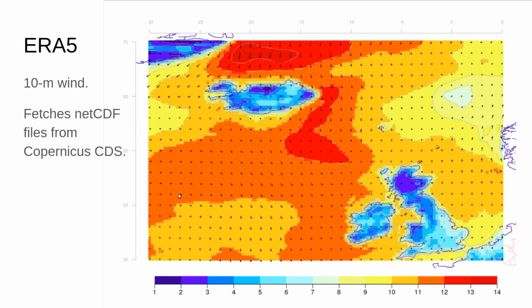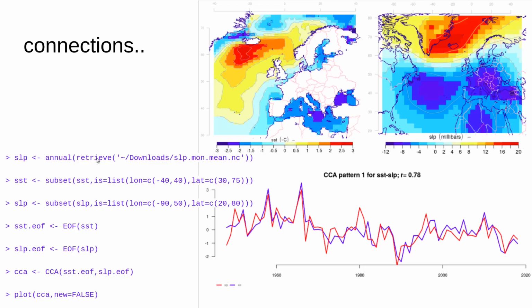Also, here's another example from ERA5 reanalysis with 10-meter wind, and you have the wind arrows. So basically we would fetch the SCDF files from Copernicus, and then you have to read it in, and then you have to plot it. Here's another example showing how you can study connections.